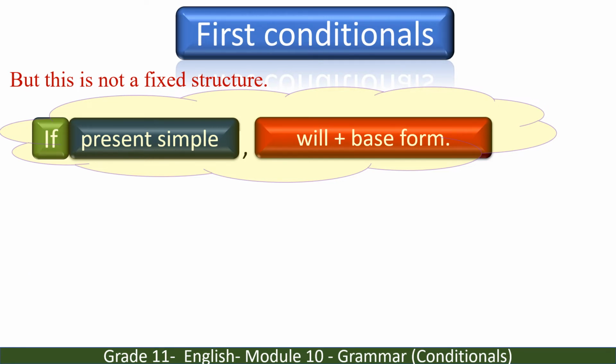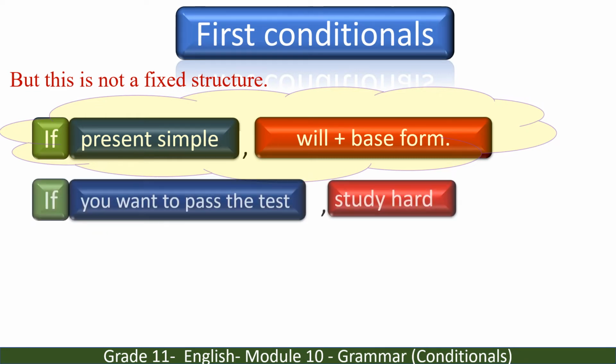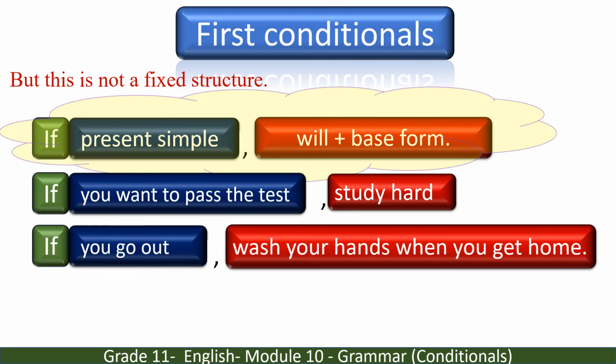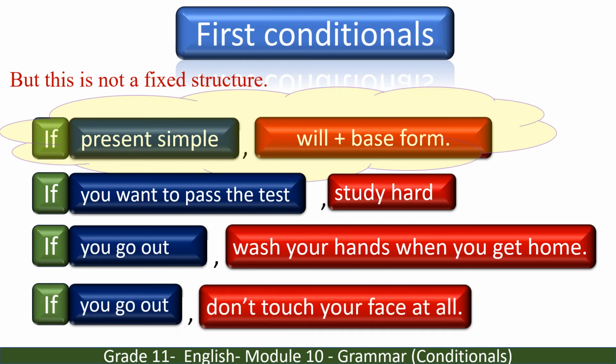Or I can simply use the imperative form of the verb, as in this example here. If you want to pass the test, study hard. Or, if you go out, wash your hands when you get home. Or the negative imperative, as in this sentence. If you go out, don't touch your face at all.